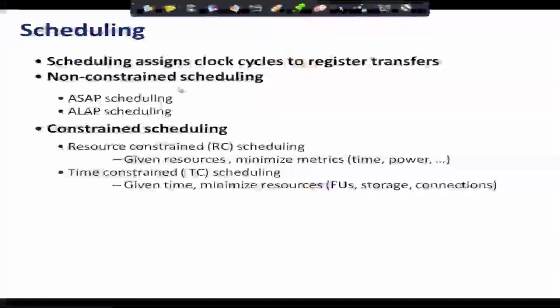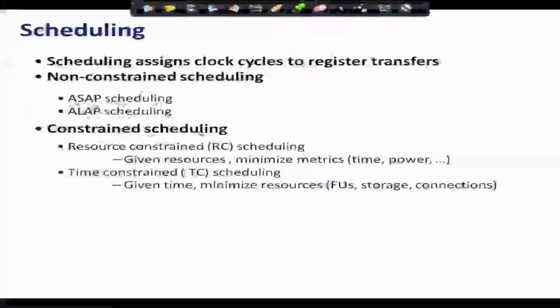We can have different types of scheduling. One is non-constrained scheduling, where there is no constraint and you just do some scheduling. There we have two very popular ones, ASAP and ALAP. ASAP means as soon as possible scheduling, and ALAP is as late as possible scheduling. We will also see some constrained versions of such scheduling.